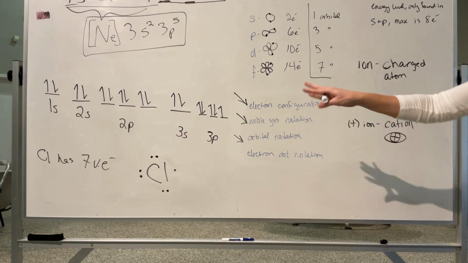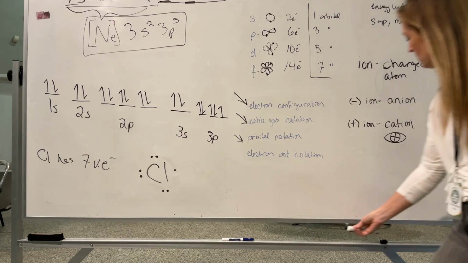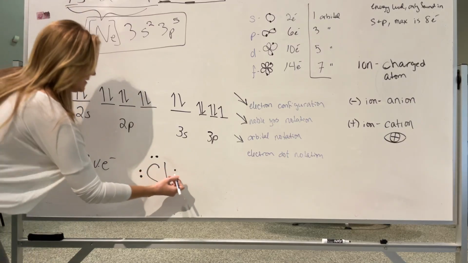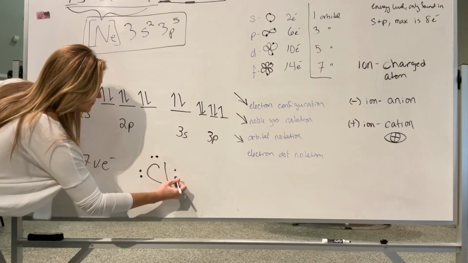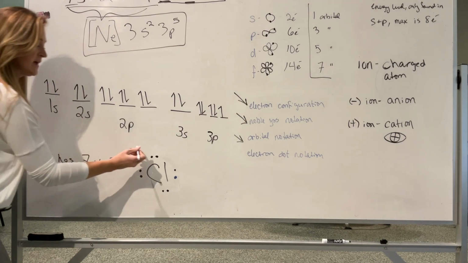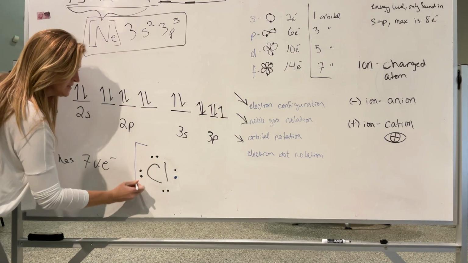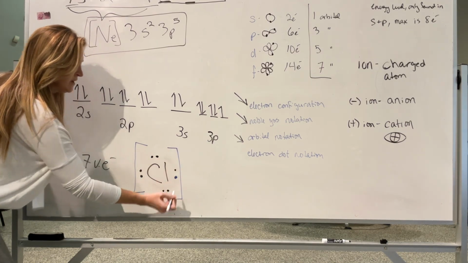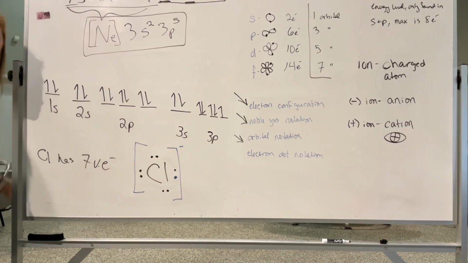So if for some reason this chlorine had an extra electron, I'm going to color it blue so that you realize it's not one of the valence electrons. Again, is it going to have a positive or a negative charge? Negative, because I added an electron. So in electron dot notation, I'm going to put brackets around it and then write the charge above it.